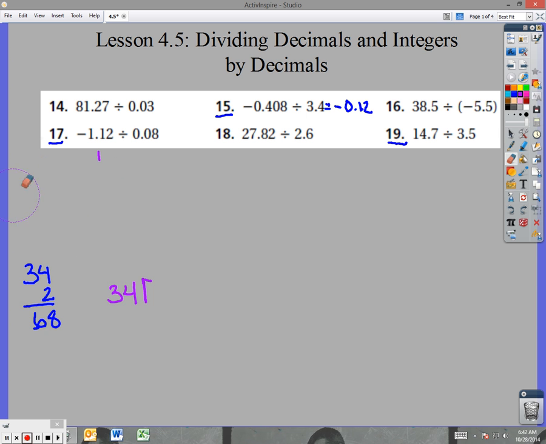Okay, negative 12/100. Let's take a look at number 17. I am just going to transfer the way they have it written down up there, down here. Similar process, a little different now because we have 2 decimal places, or 2 digits to the right of the decimal place in the divisor.